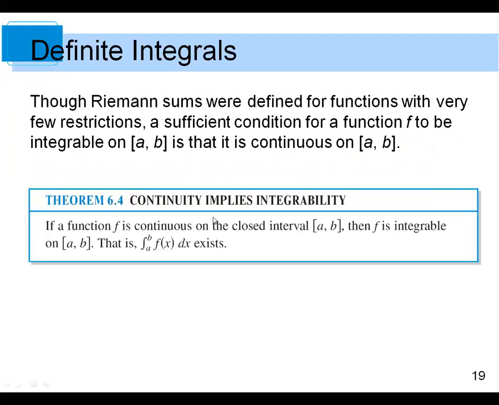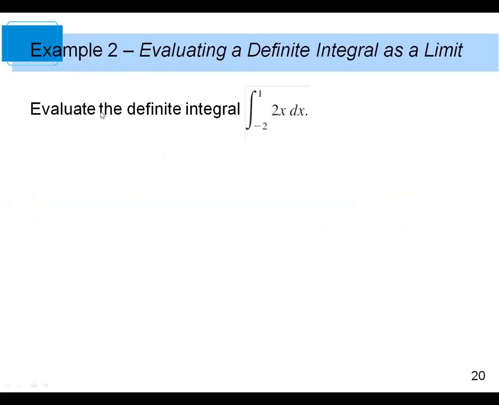Okay, though Riemann sums were defined for functions with very few restrictions, a sufficient condition for a function f to be integrable on a to b is that it's continuous. So if a function is continuous on a closed interval, then it is integrable on the closed interval. That is, the definite integral from a to b of f of x dx exists. Okay? Now, if an integral exists, it does not necessarily imply that the function that you're integrating is continuous. But if the function that you're trying to integrate is continuous, then you can integrate it. That's what that's saying.